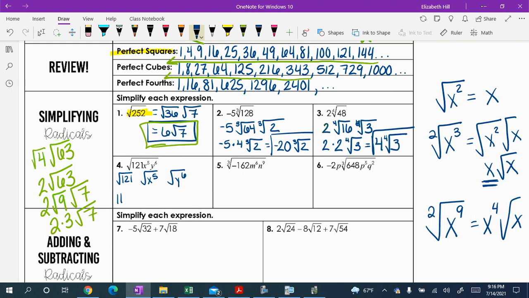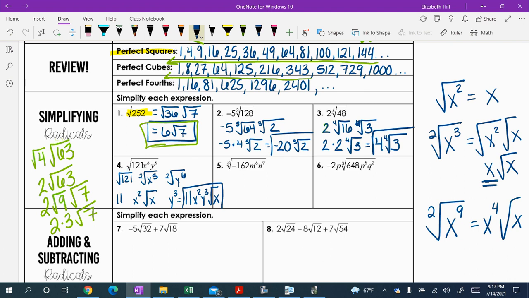Square root of x to the 5th: 2 goes into 5 2 times, so I'm going to take out 2 x's, and I would be left behind with 1 of them. Square root of y to the 6th: 2 goes into 6 3 times, so I can take out all 3 y's, or 3 groups of 2. So now this leaves me with 11 x squared y to the third, and the square root of x is what that now leaves me behind with.